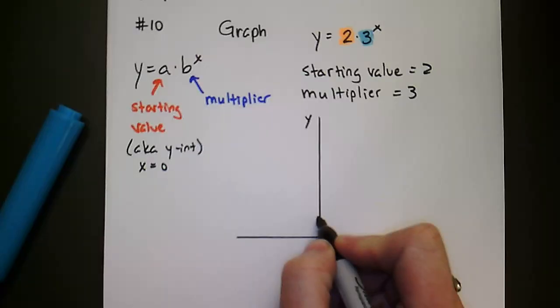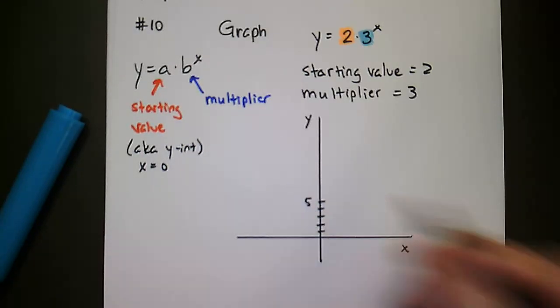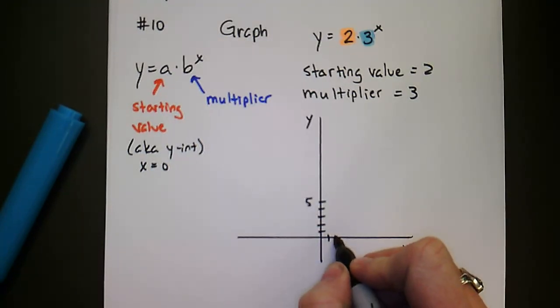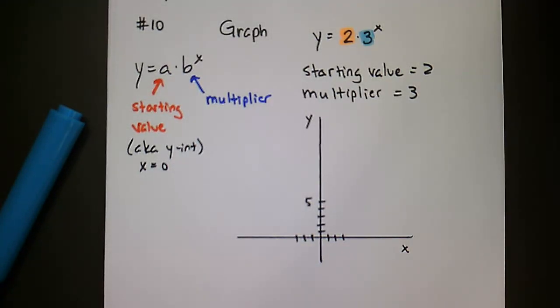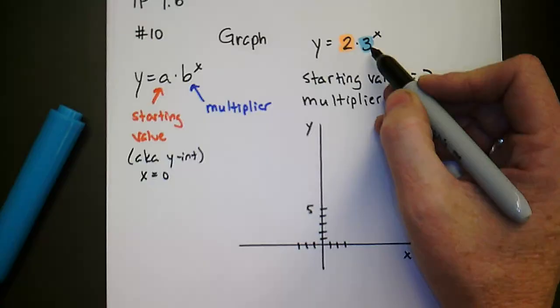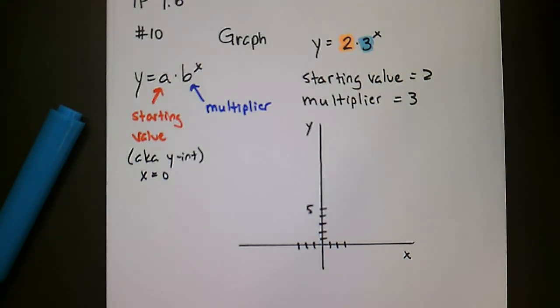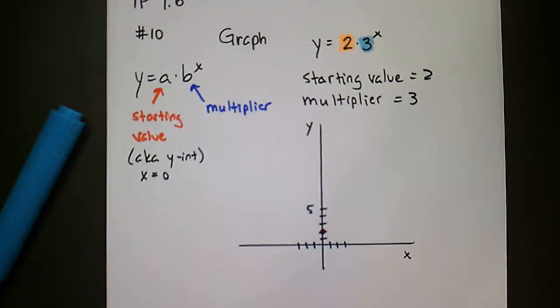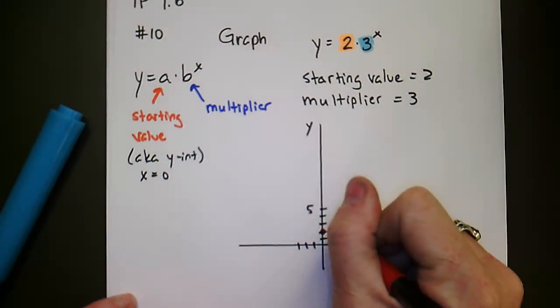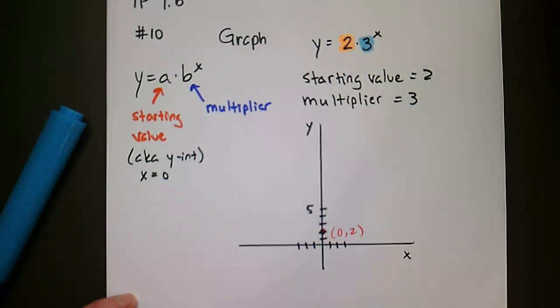Let's see, I want to have a scale that will let me fit my starting value. Move a little bit to the right, move a little bit to the left, and I'm going to get this curve. I'm going to get exponential growth. I know it's going to be growth because my multiplier is bigger than 1. So what I want to start doing is plotting the points that I know. My starting value is 2, so that's going to be right here. That's going to be the point (0, 2). So that's (0, 2). That's the starting value.